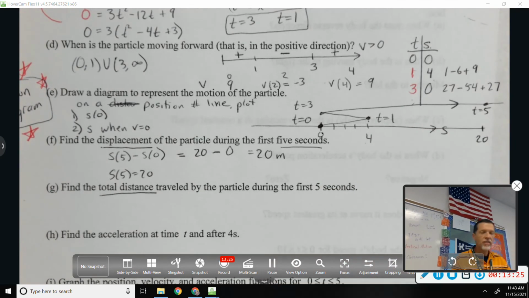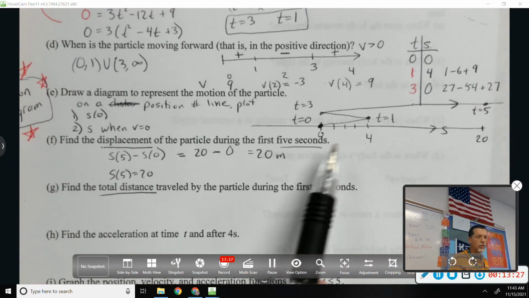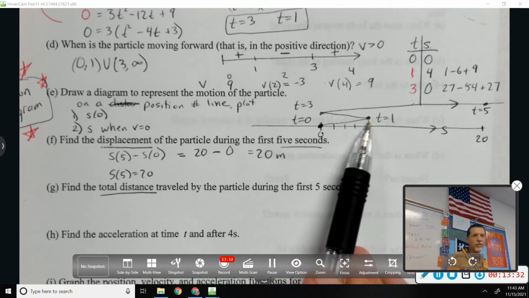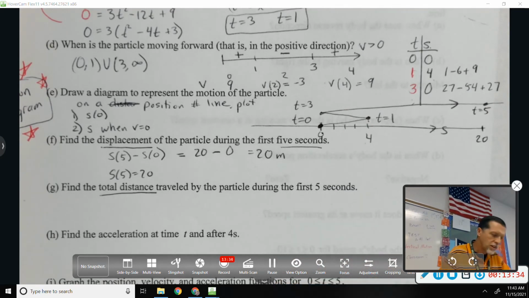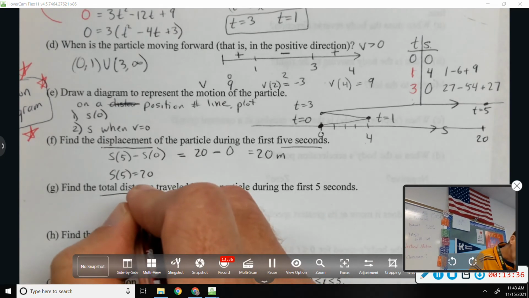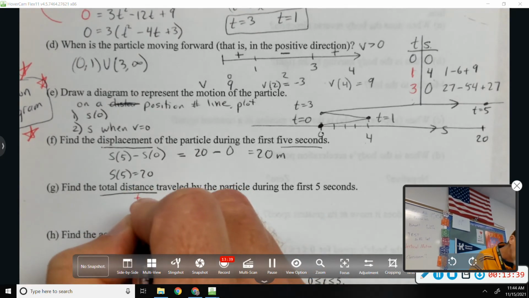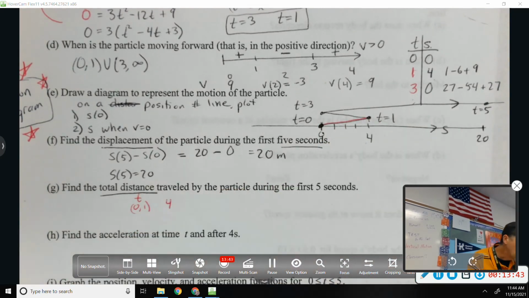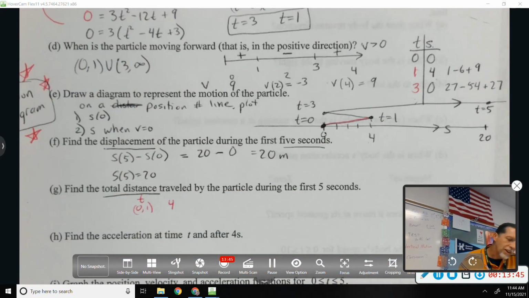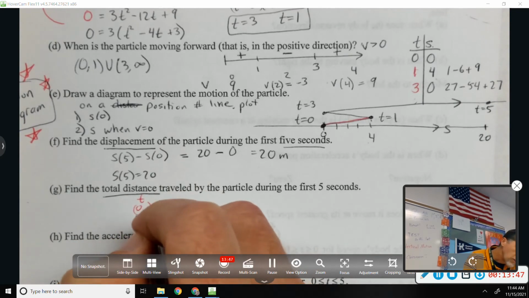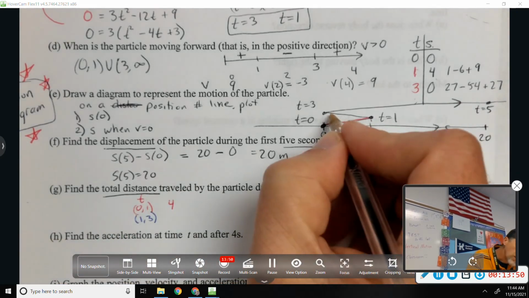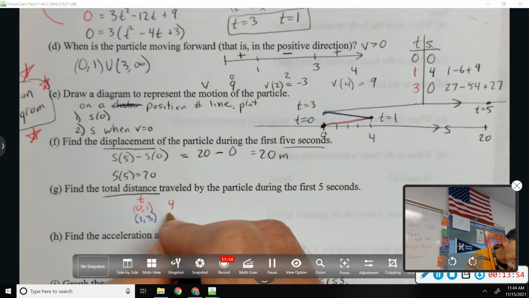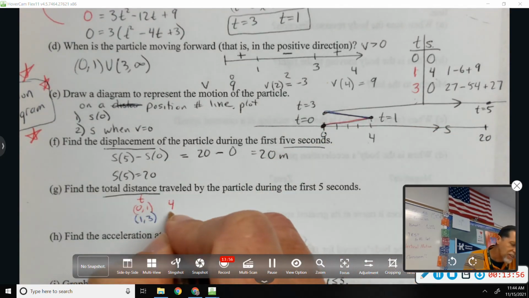Total distance. For total distance, I'm going to need to be a little more careful here. I think I'll just use my picture to figure it out. Well, from time 0 to 1, we traveled 4 meters. From 1 to 3, well, we did back up 4, but how far did we travel? Just distance. 4.